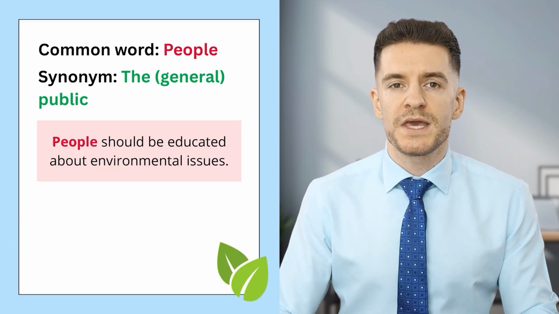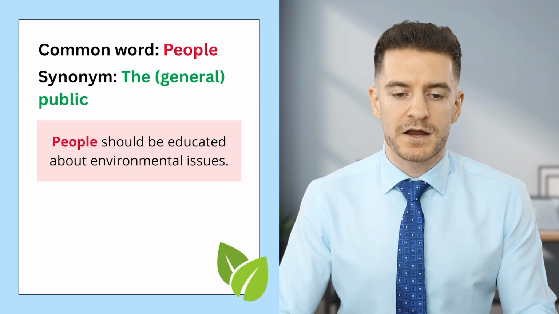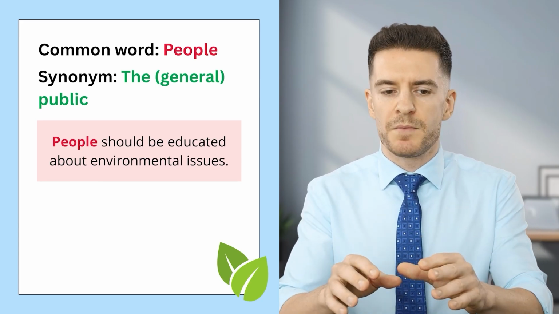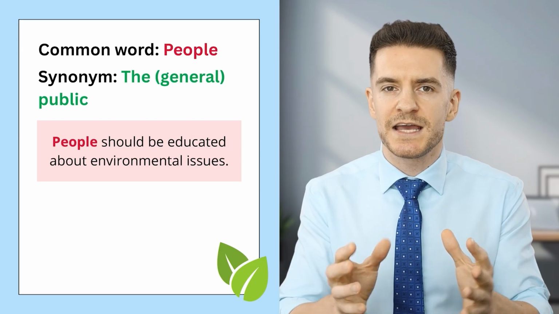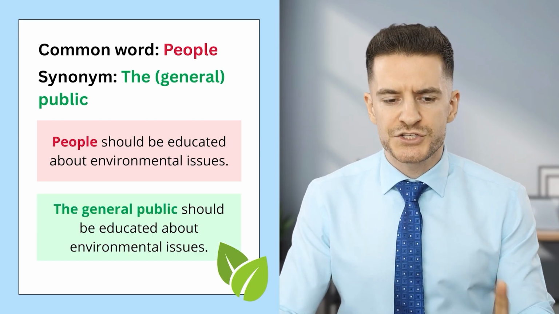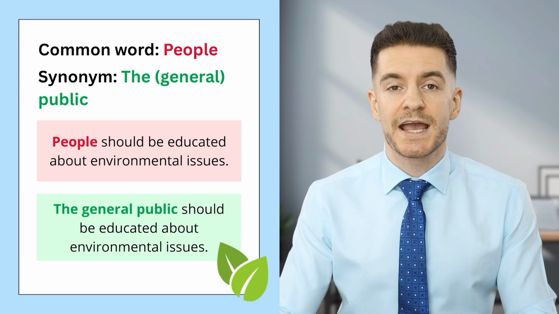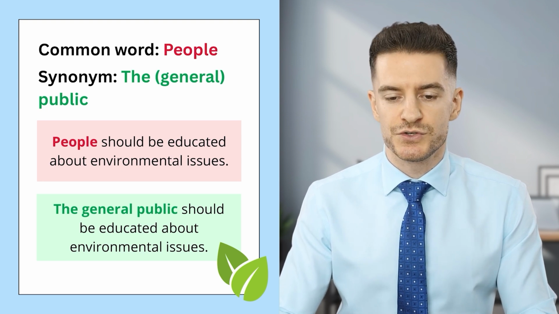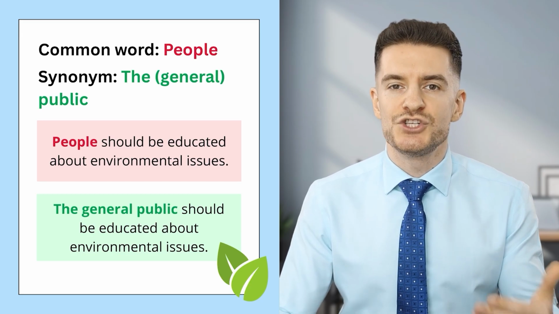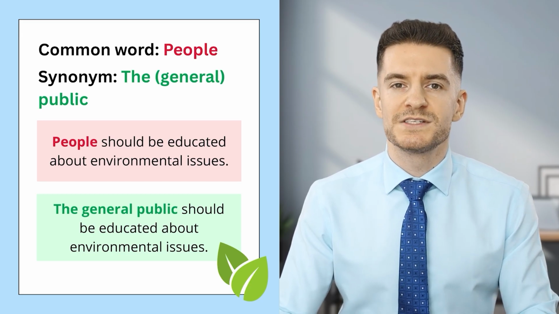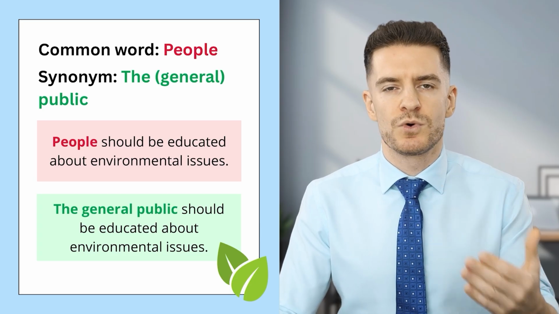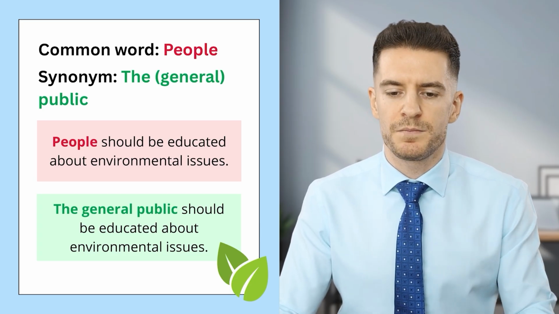So, for example, people should be educated about environmental issues. Well, in this case, we're talking about people in society, all of society. So we could say the general public should be educated about environmental issues. So this is a great one to use when you're talking in general about most people in society. But remember, it's not just for a few people, like a small group, like 5 or 10 people.